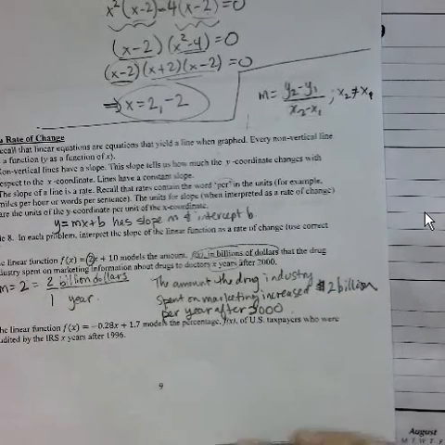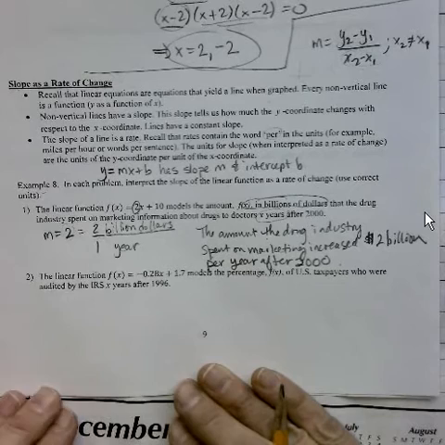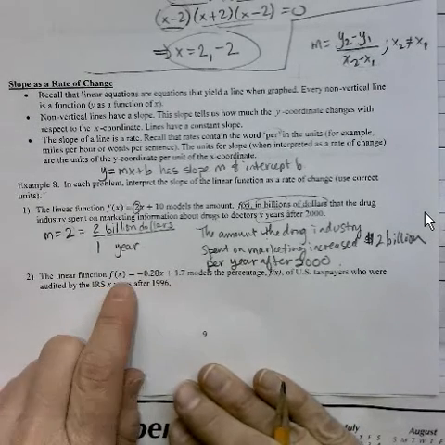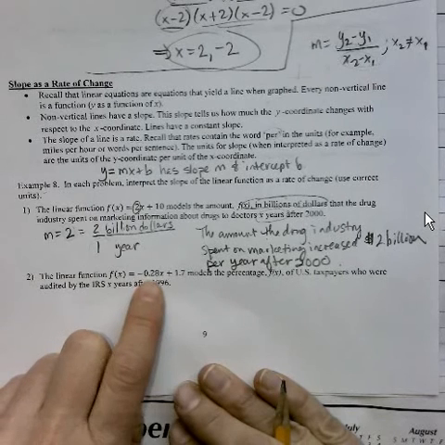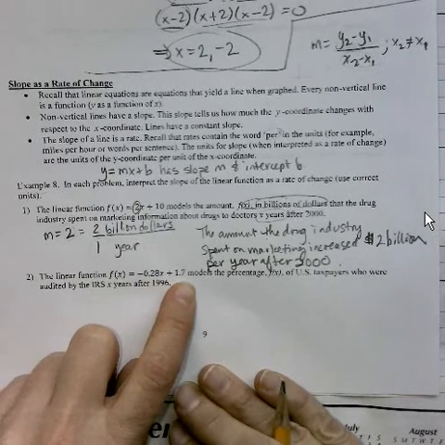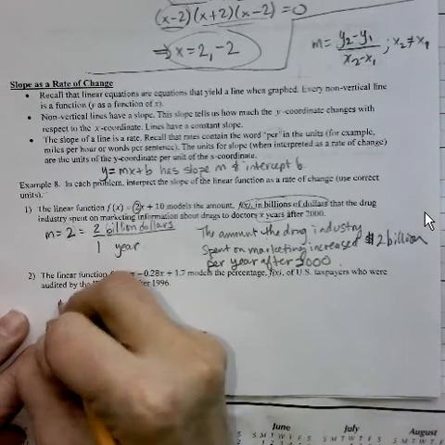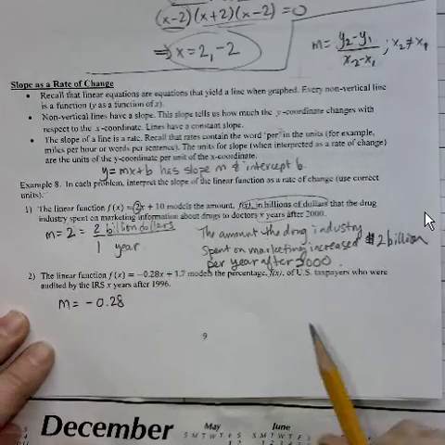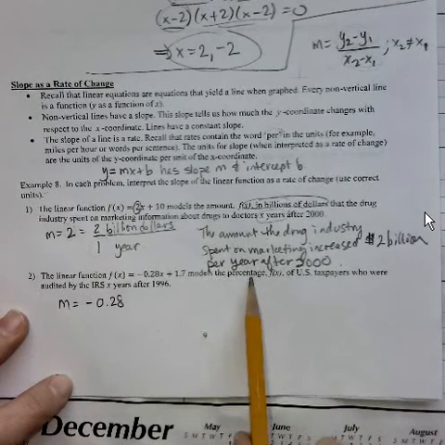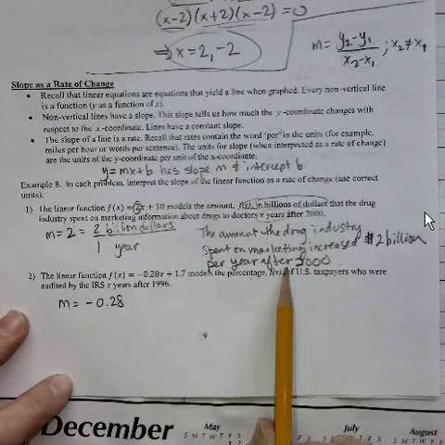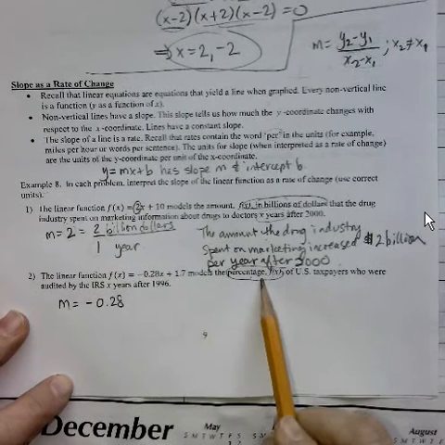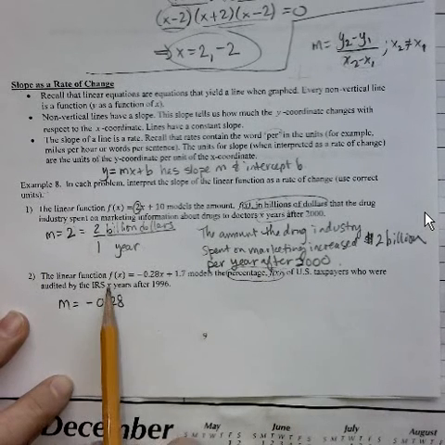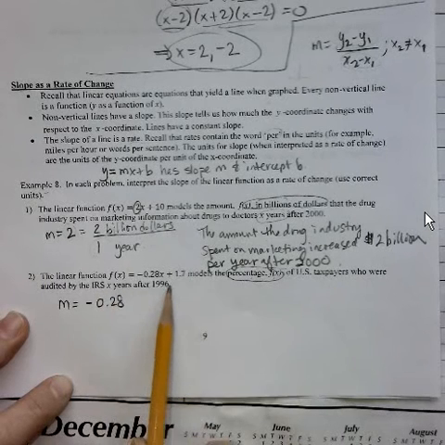Okay, let's do another one. So here we have this function. It's again a line, mx plus b form. F at x is negative 0.28x plus 1.7. Okay, so first thing is, identify that slope, negative 0.28. So this is the model's percentage f at x. So that means the y coordinates are percents. Percentage of taxpayers who were audited by the IRS x years after 1996. So again, x years.